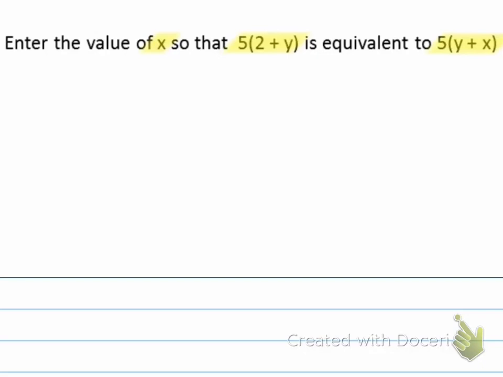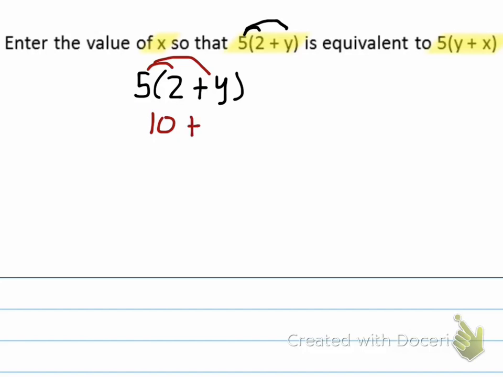So, one thing we could do is just distribute. Right? Let's distribute this 5 to both terms. So, I'll rewrite it so it's easier to see. So 5, parentheses, 2 plus y. So I distribute, and I get 10 plus 5y. So what must x be?